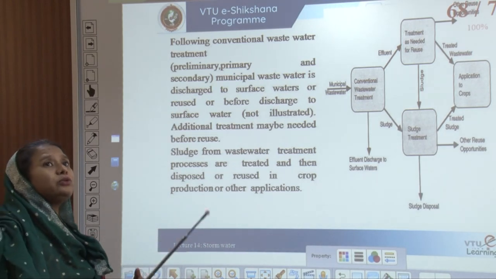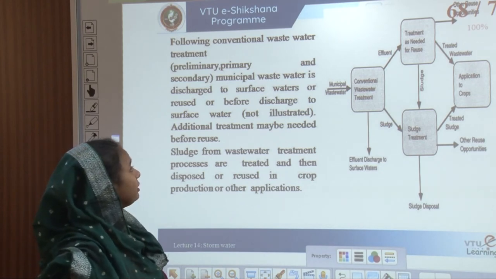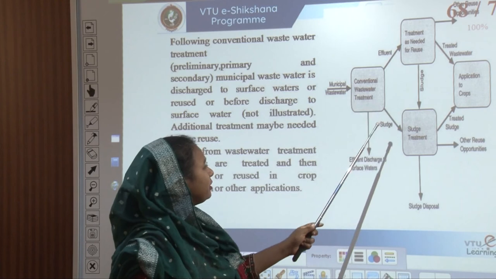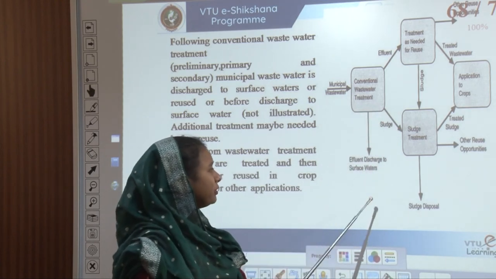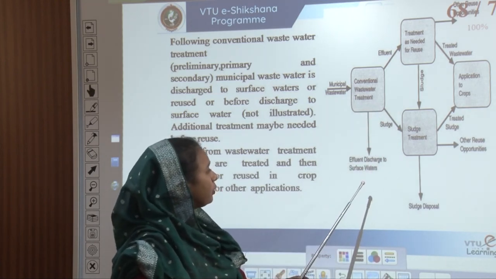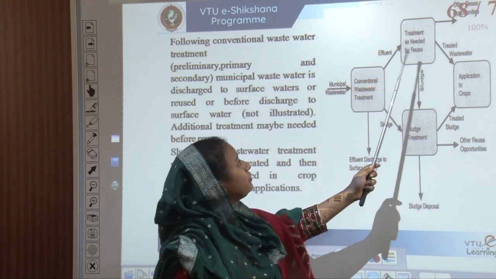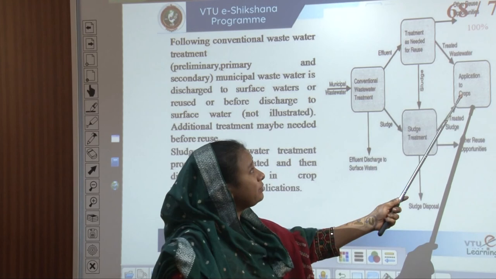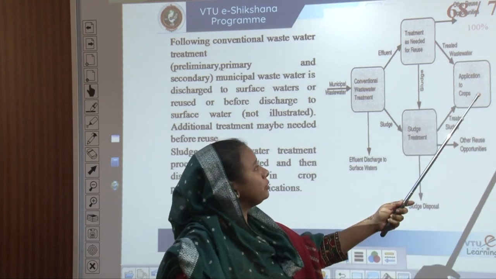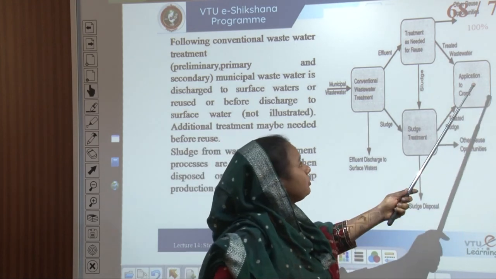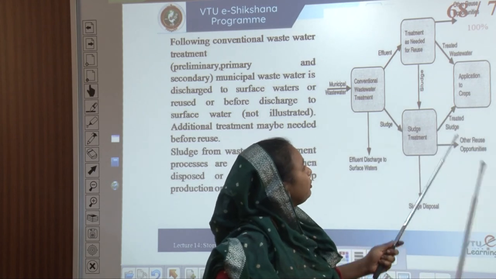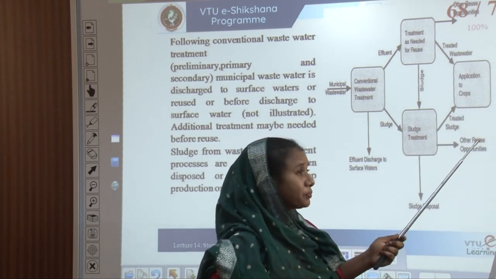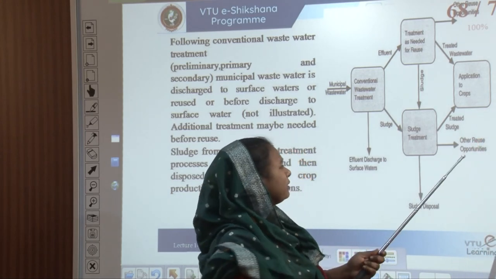I have already shown you the various methods in which water is treated. The municipal wastewater enters into the waste treatment plant, then effluents are discharged into the surface waters. Otherwise, effluents go to the treatment plant for other reuses, and then it is treated and let out into your agricultural lands so that you can apply it to your crops, or the sludge treatments are again let out into your lands, agricultural spaces.